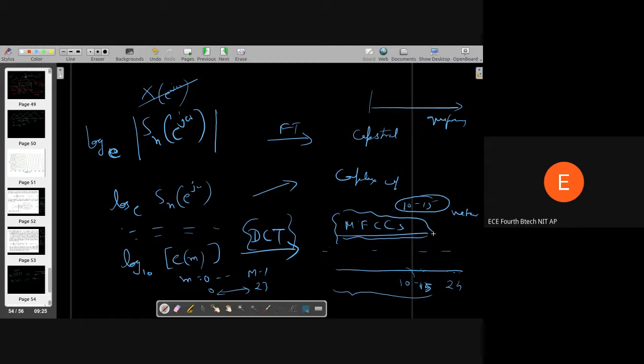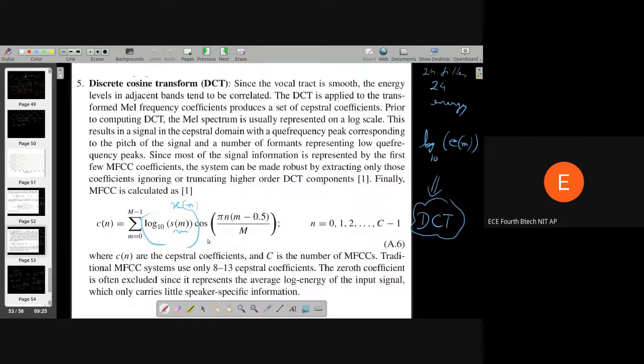They have been found to be extremely important for all speech processing applications. So now going back to DCT, how do you take the DCT? This is the formula. If you have a set of numbers x[n], n equal to 0 to M minus 1, this is just a range. So in our case, 0 to 23.